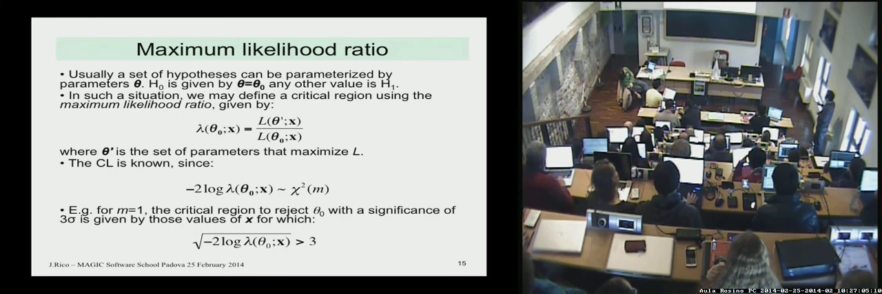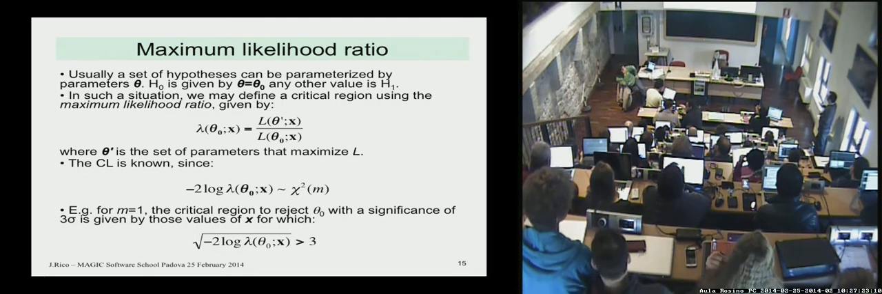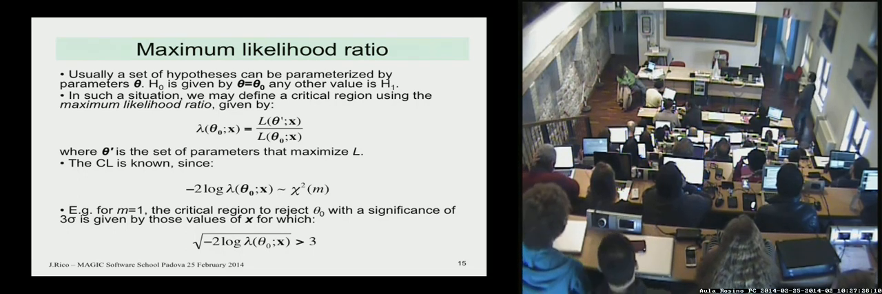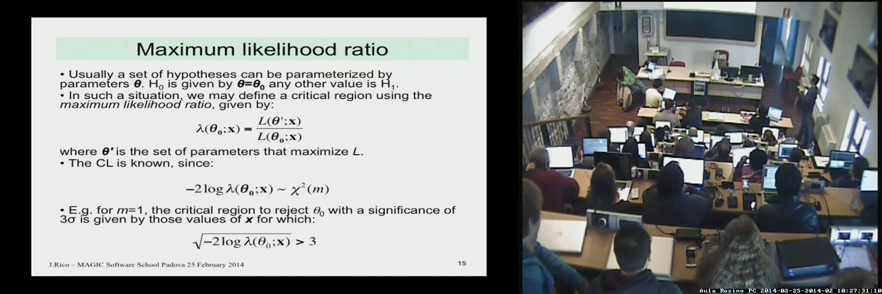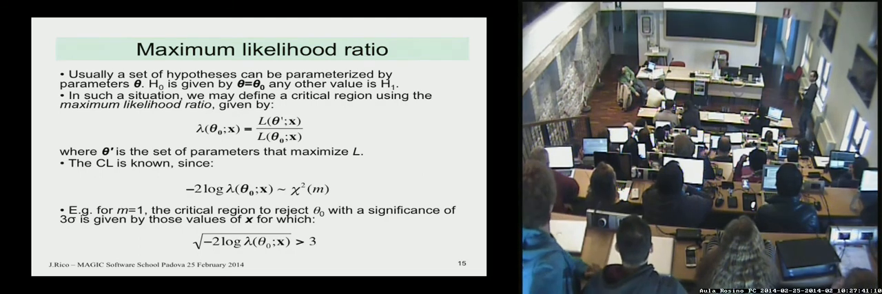Now, we can define a critical region using the maximum likelihood ratio, again, which is given by this expression that looks exactly the same as for the case of defining confidence intervals. That would be the test for a given theta 0, and this would be the value that maximizes the likelihood. So with theta being the number of gamma ray events, we will be comparing the case where this number is 0 with whatever other case maximizes the likelihood.